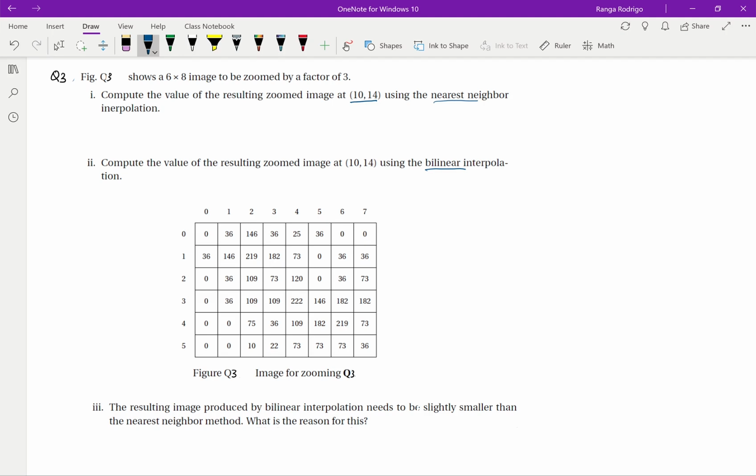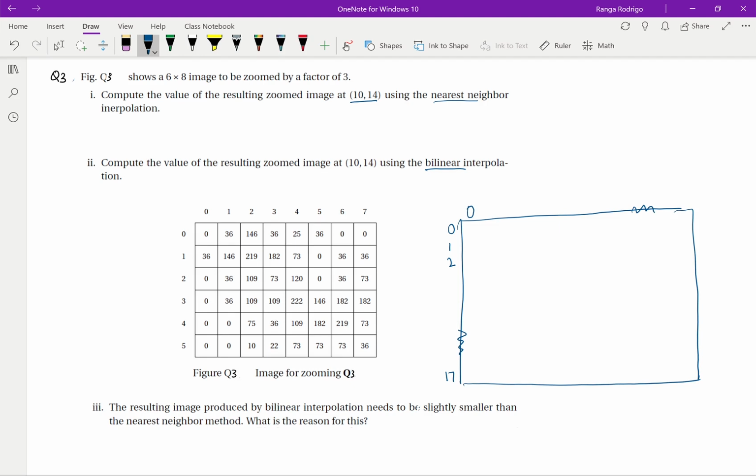Okay, so let's briefly sketch the resulting image. That's a larger image. It will have values from 0, 1, 2. Now it's scaled by a factor of 3, and this is a 6 by 8 image, so 17 must be the highest value here. I should have drawn it larger, but since there is no space, I will not draw it as a large image like that. The dimension is 8 in the input image, so the output image would be 24, so this must be 23.